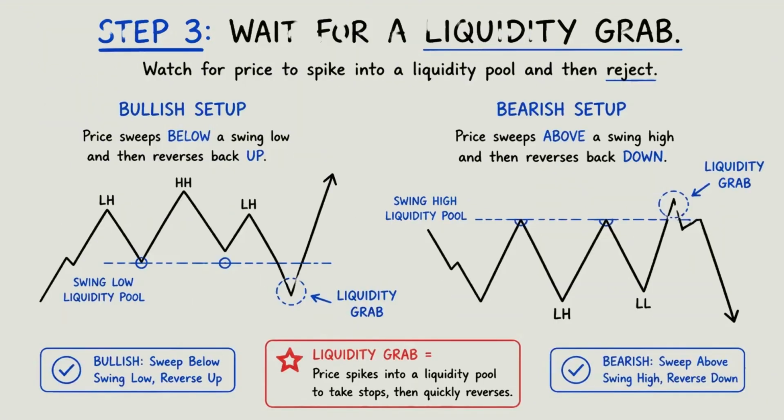Step 3. Wait for a liquidity grab. Watch for price to spike into a liquidity pool and then reject. A bullish setup starts with price sweeping below a swing low and then reversing back up. A bearish setup starts with price sweeping above a swing high and then reversing back down.